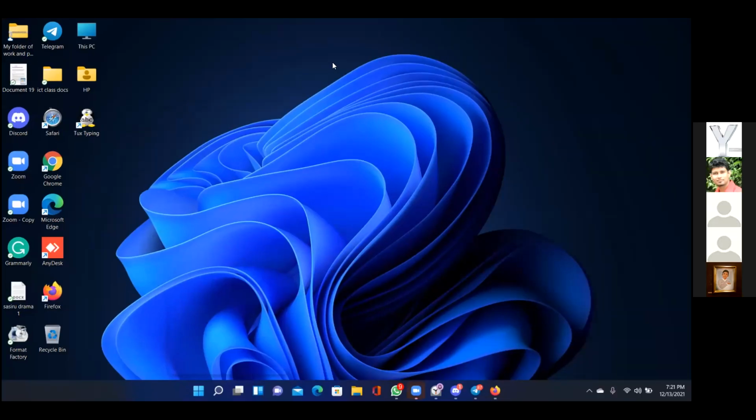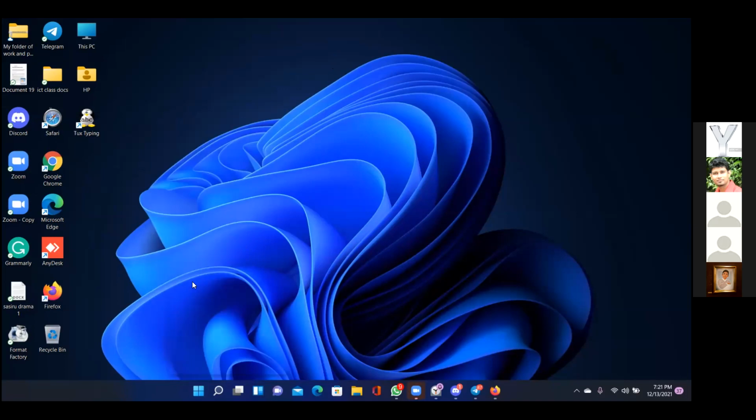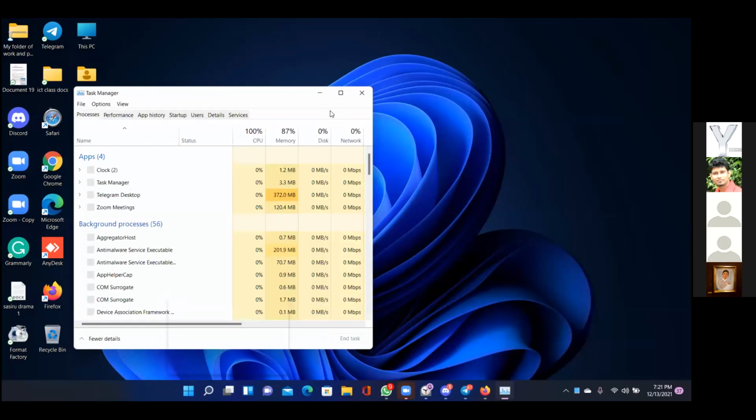Okay, Sasiru, can you please go to the Windows button and right click on it, and select Task Manager from that. But others can right click on the taskbar and select the Task Manager. Then you can see the performance of your computer. Okay, Sasiru, now go to the performance.